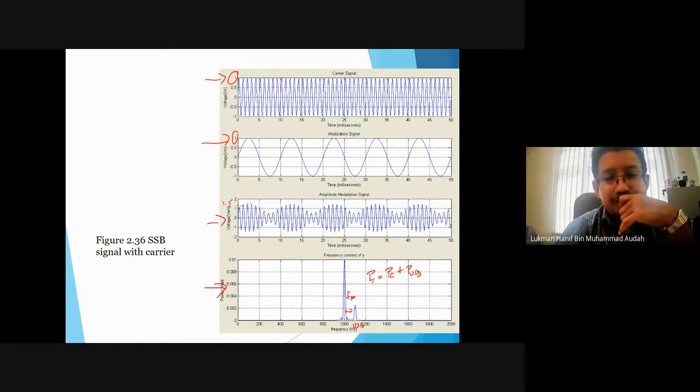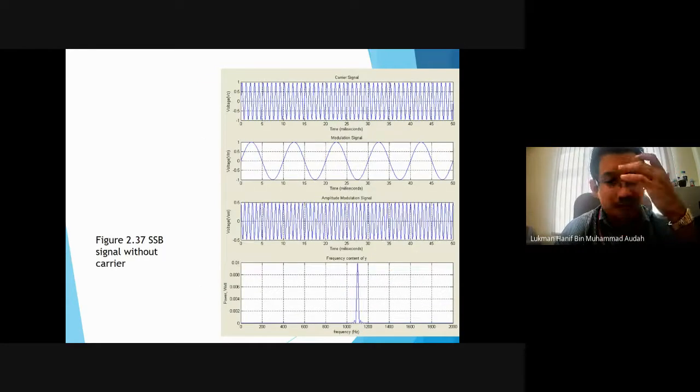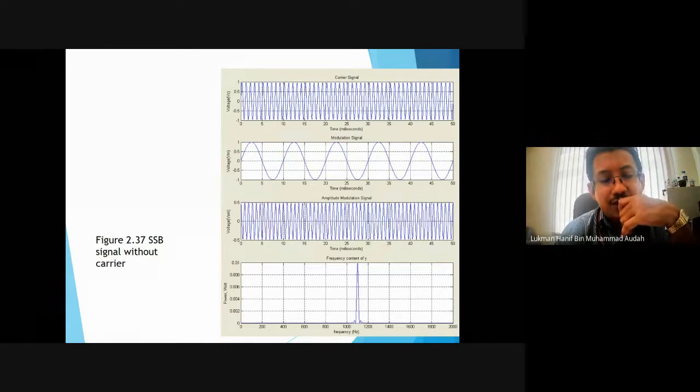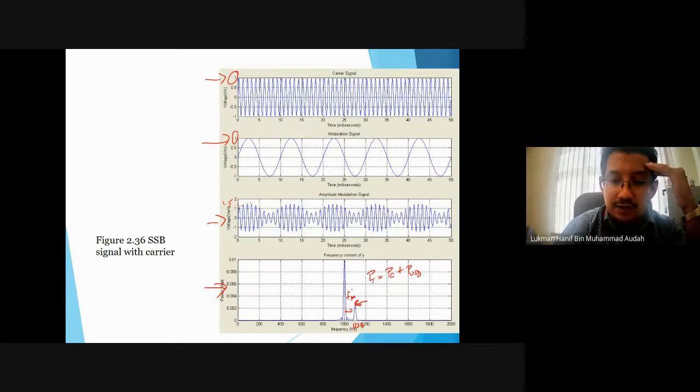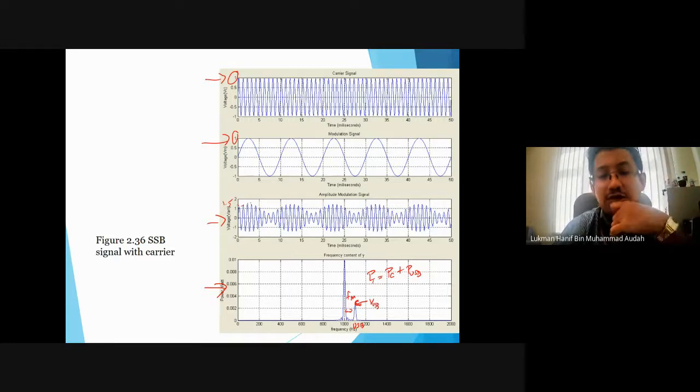Okay, and then what? Single sideband without carrier. Okay, before that again class, jangan menganggap tinggi di sini, amplitude di sini adalah Vm/2, bukan di sini adalah VUSB. Dia bukan Vm/2. Macam mana nak tahu VUSB? Itu berdasarkan complete equations. Nanti kita akan lihat. Okay.